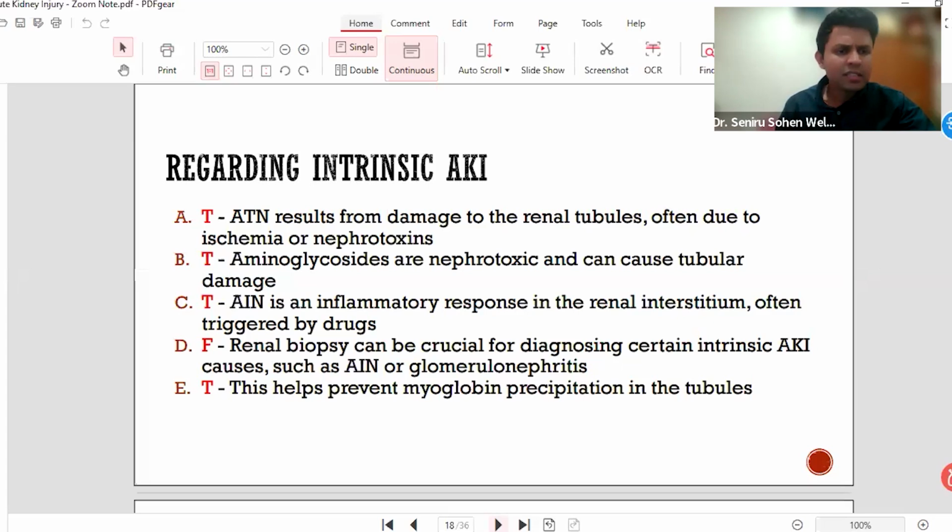Rhabdomyolysis-induced ATN is treated with aggressive hydration and urine alkalinization. True. When you have rhabdomyolysis or significant heme pigment nephropathy, you need high volumes of fluid. So you will go for fluid volumes exceeding 150 to 200 milliliters per hour to prevent the myoglobin precipitation in the tubules, and urine alkalinization can be done.